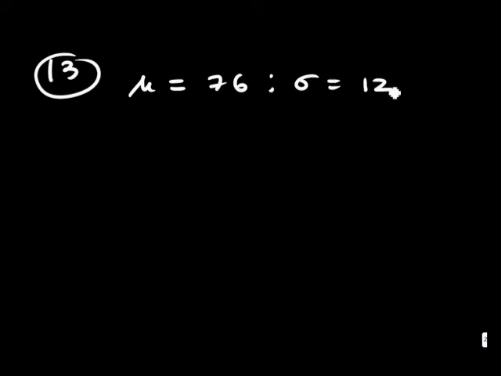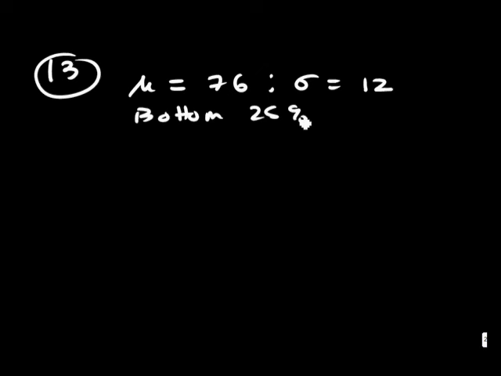Question 13. X is the amount of a phone bill, and it's normally distributed with a mean of 76 and a standard deviation of 12. They want us to determine the first quartile value, or the bottom 25%.